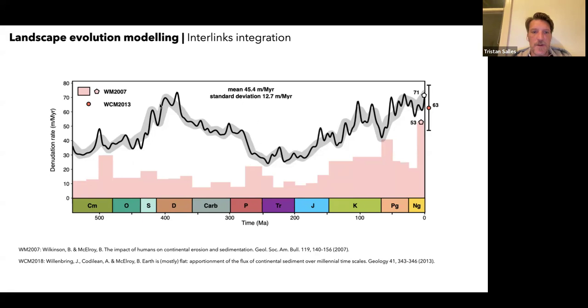We see that during that time, between the Ordovician and the Triassic, there is a huge difference between what you can expect from the stratigraphic record and what the model is predicting. What we think is that the further back in time you go, the less reliable the stratigraphic record is, because surface processes have a tendency to erase previous history as you progress in time.